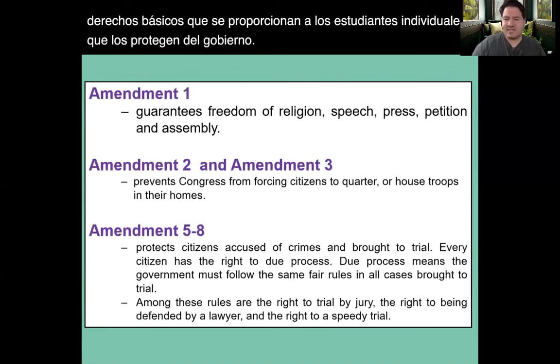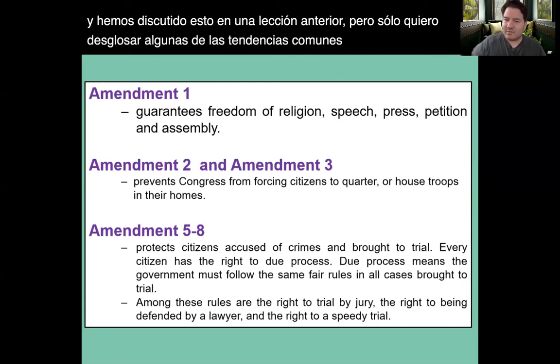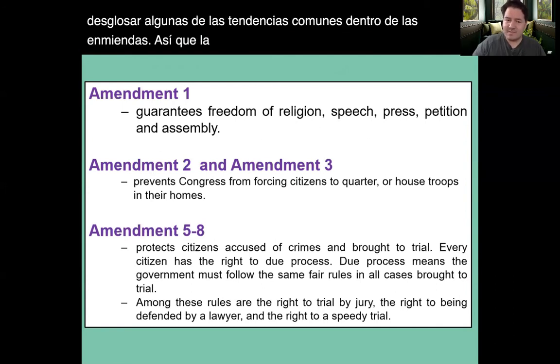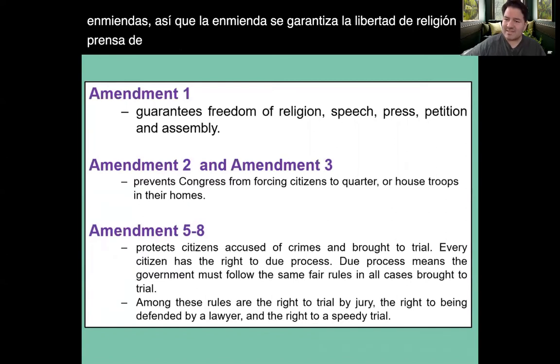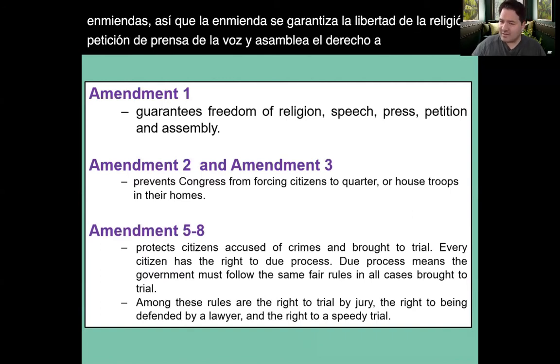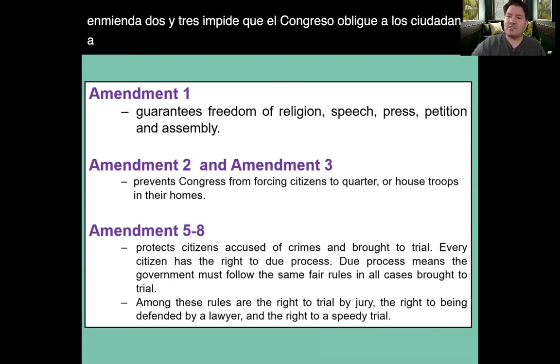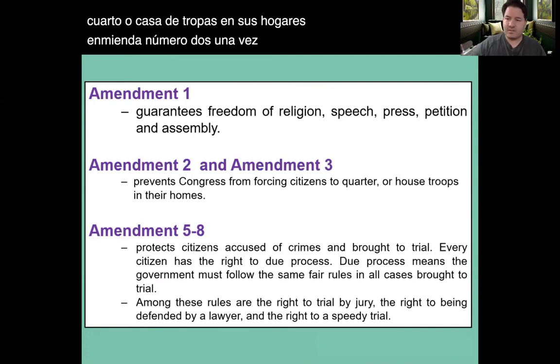And we have discussed this in a previous lesson, but I just want to break down some of the common trends within the amendments. So Amendment 1 guarantees the freedom of religion, speech, press, petition, and assembly. Assembly, the right to gather. Amendment 2 and 3 prevents Congress from forcing citizens to quarter or house troops in their homes. Amendment number 2, once again, securing the rights for citizens to bear arms, particularly firearms or weapons to protect themselves and to create militia.